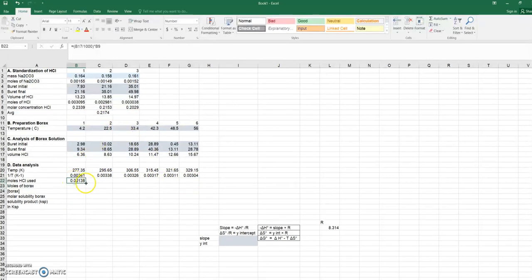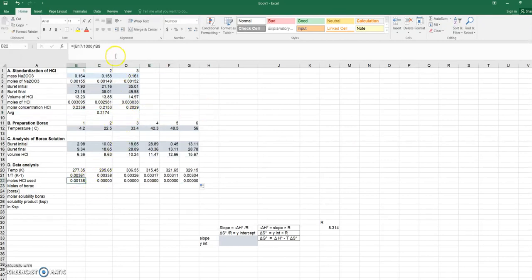If I try to copy and paste it, I'm going to get these weird numbers. And that's because it just takes it for the next values over. So it's going to multiply times B9, B10, or all these values over here where there's nothing there.